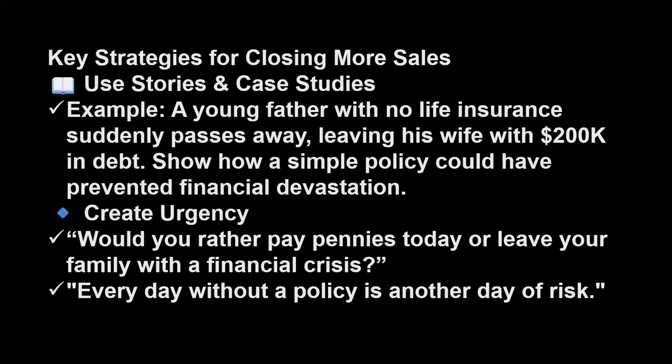An example, a young father with no life insurance suddenly passes away, leaving his wife with $200,000 in debt. Show how a simple policy could have prevented that financial devastation. If you've been in here long enough where you've got these examples, use them. If you don't have examples of your own, just use general examples. Create urgency. If somebody needs insurance, that's not the time to get insurance. That would be the same as saying, I'm not going to have auto insurance, if I get into a wreck, I'll just call whoever and get that policy right there on the side of the road. You can't do that.